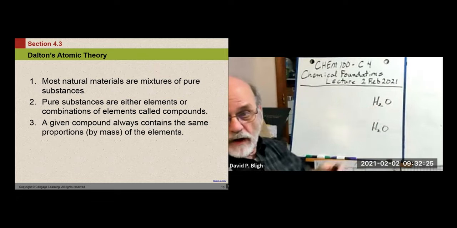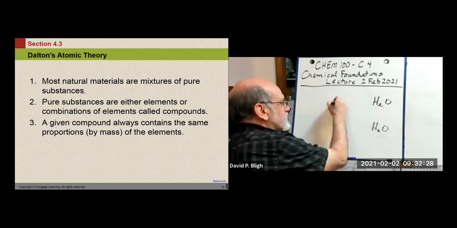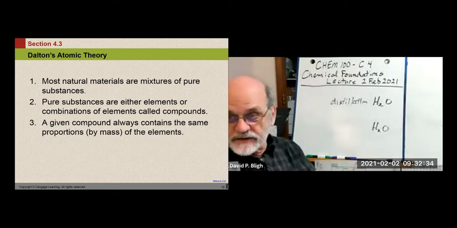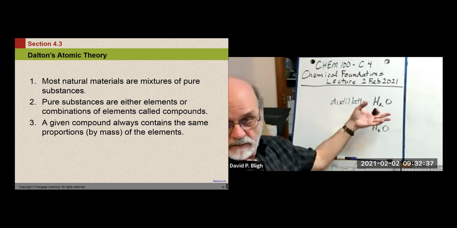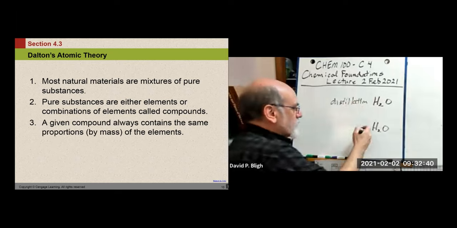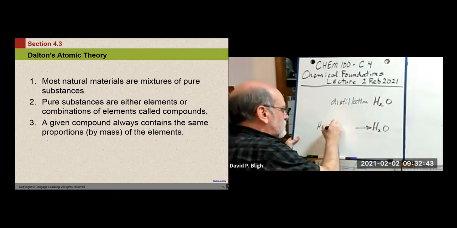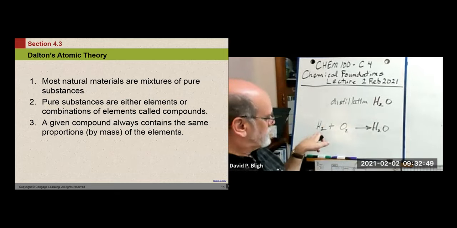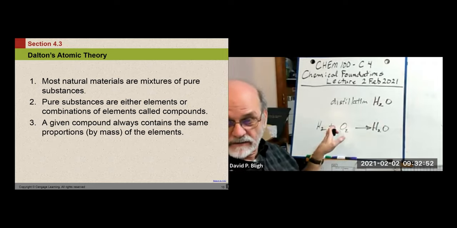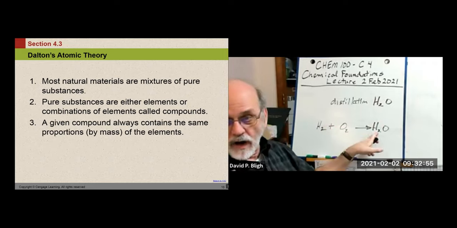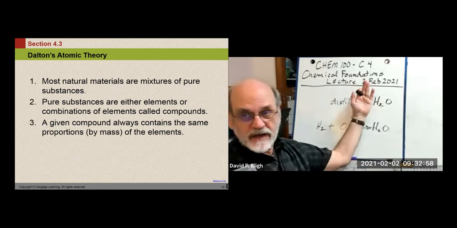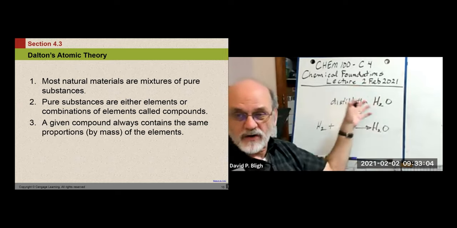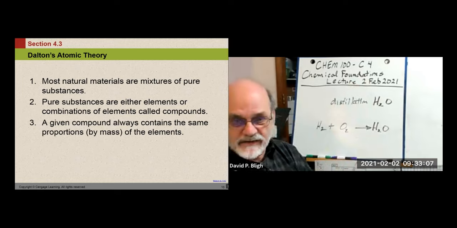So this water comes from distillation. Right? We distill seawater, for instance, and we get pure water. This water comes from a chemical reaction. Now, that's not balanced, but we take hydrogen gas, oxygen gas, react them together, they burn, and you get water. At this point, you can't tell the difference. The ratio of oxygen to hydrogen is exactly the same, and the chemical characteristics of either one is exactly the same.